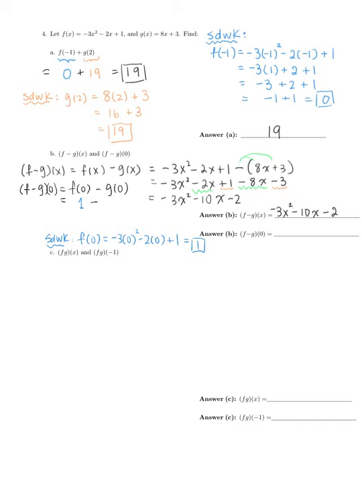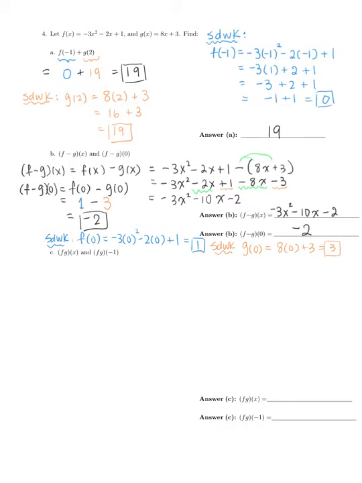Now let's do another side work. G of 0. So the g of 0 is going to be 8 times 0 plus 3. So that's going to be 3. So here you're going to have 1 minus 3. And as we guessed, our answer is going to be negative 2. So I'm going to write that answer here.